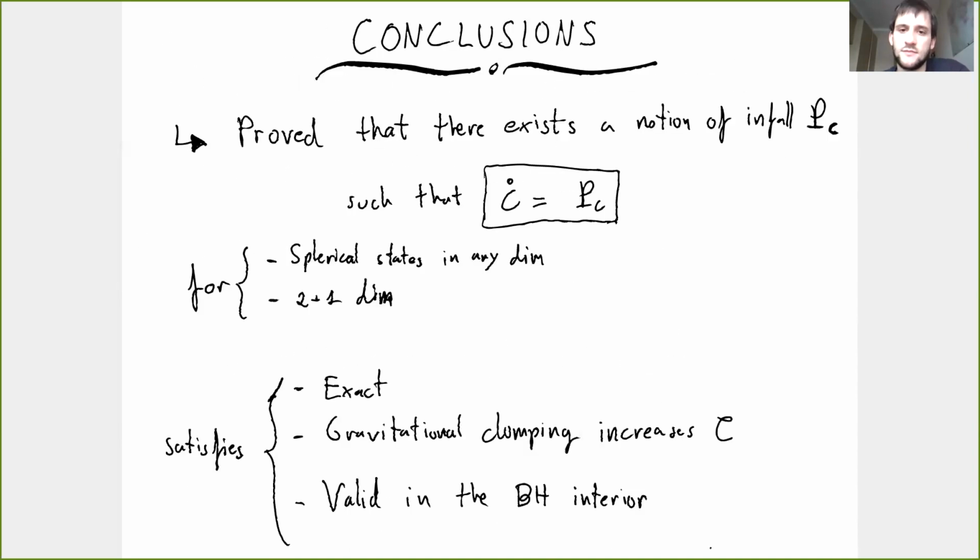Okay, since I don't have much time, and I think I did it pretty badly with the time, and in general, I'm going to jump to the conclusion, which is that we managed to prove that there exists a notion of infall momentum in such a way that C dot equals P. It works for spherical states in any dimension, and works for any state in 2+1 dimensions. It's exact, it's covariant. It has the desired property that gravitational clumping increases complexity, and it's also valid in the black hole interior. The previous proposals, apart from being pretty ad hoc and not covariant, were not able to compute the complexity growth after the scrambling time, and we think this is nice.